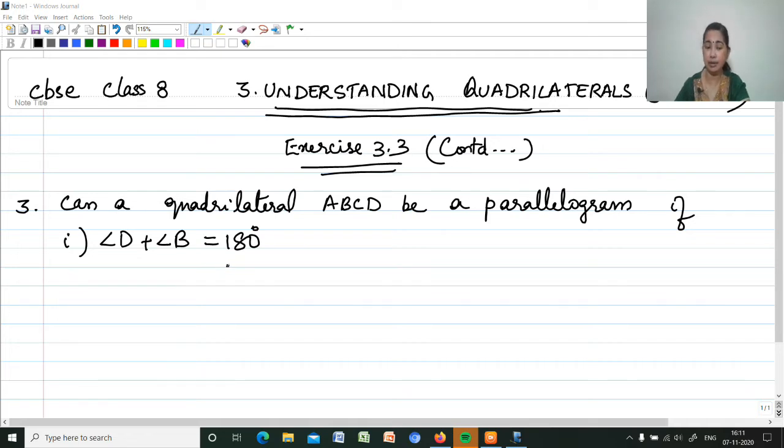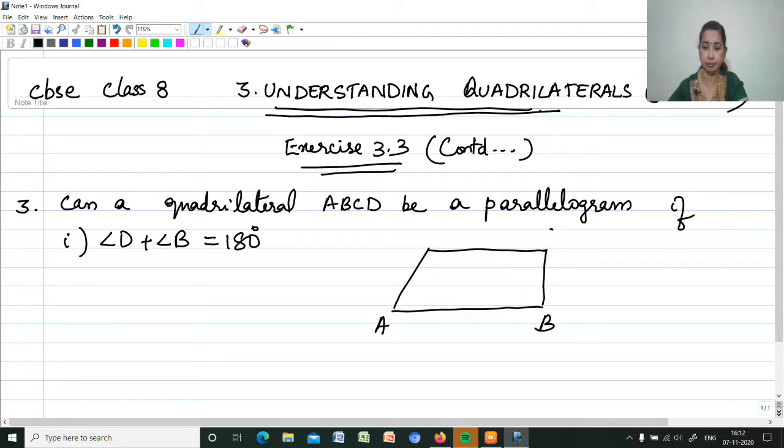Can this quadrilateral be a parallelogram? So, if I am drawing a quadrilateral here, any quadrilateral, let this be ABCD. It is told that angle D plus angle B is equal to 180 degrees. In a parallelogram, opposite angles will be equal. That is, angle D will be equal to angle B. And if the sum is equal to 180 degrees, that means each angle should be 90 degrees. So it becomes a square or a rectangle.